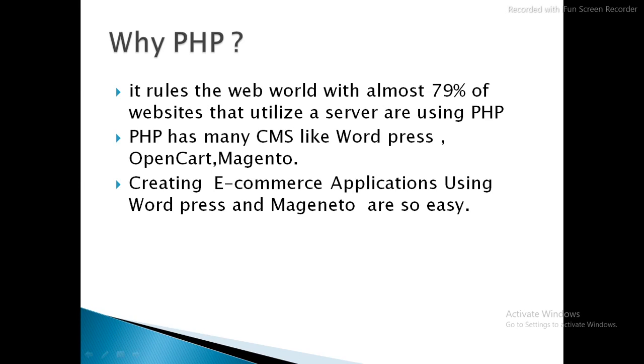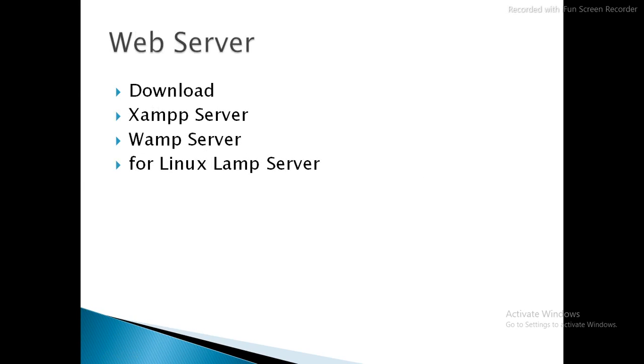Creating e-commerce applications using WordPress and Magento is so easy. If you want to create any e-commerce application, then you can use WordPress and Magento. It is so easy to manage and create e-commerce applications. What web servers do we use for this? That is XAMPP server, WAMP server, and for Linux that is LAMP server. These are the web servers we use for running PHP.